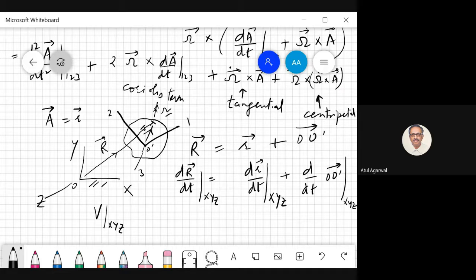dr by dt is nothing but the velocity of the particle with respect to this fixed system, and this you can call the absolute velocity because you have assumed this as a fixed coordinate system. This will be equal to, now this is a position vector R, and you want the derivative with respect to capital XYZ. I had shown you that this is the velocity with respect to the 1, 2, 3 system plus omega cross R, and this R is taken with respect to the XYZ system.